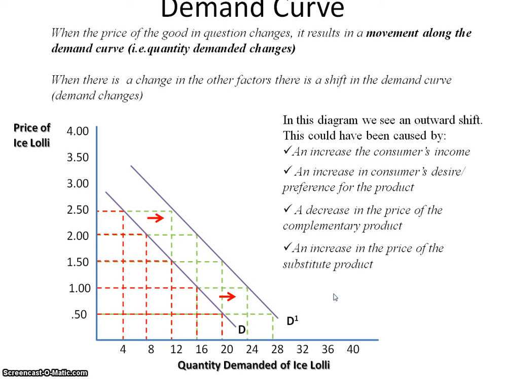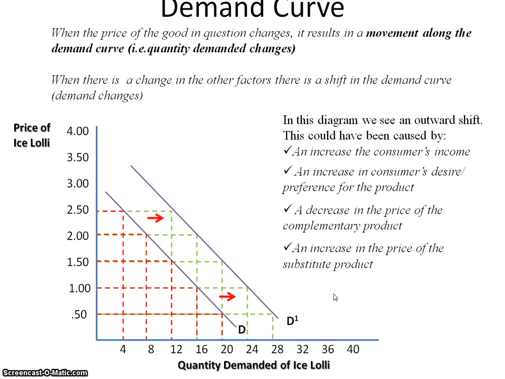A complementary good is a good that goes hand in hand. So for instance, when we use film and camera, the price of film is a complementary product to cameras, and therefore if the price of film were to go up, the demand for cameras would go down. So if the price of the film were to go down, the demand for the camera would go up. It's the same thing with printers and printer ink. These are complementary products. So for your demand curve to shift to the right, the price of the complementary product must decrease.